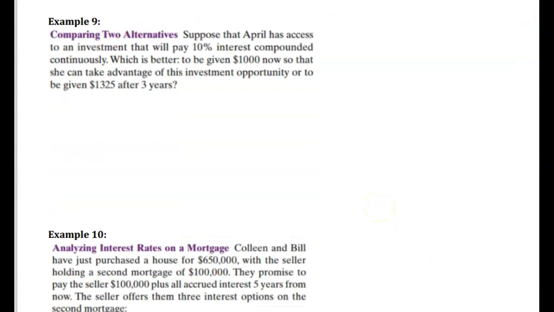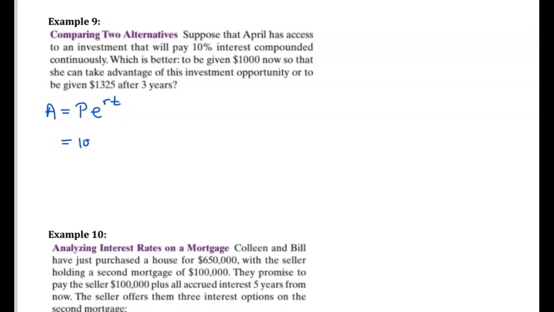Let's look at the next example, comparing two alternatives. Suppose April has access to an investment that will pay 10% interest compounded continuously. Which is better? To be given the $1,000 now so that she can take advantage of this investment opportunity, or be given $1,325 after 3 years?